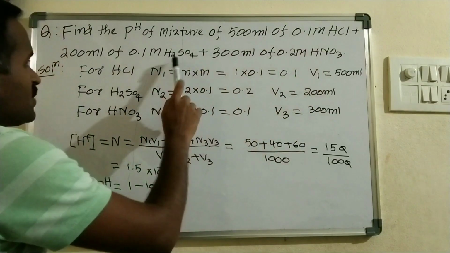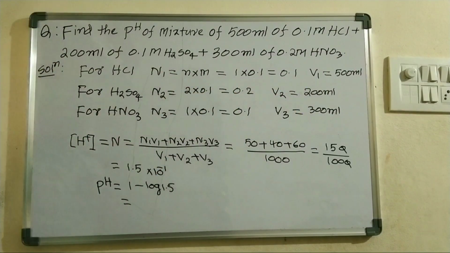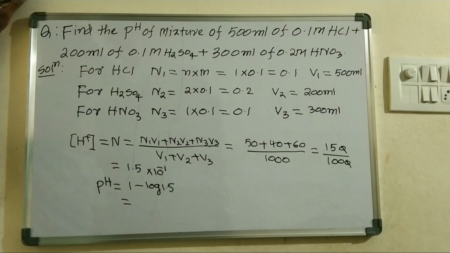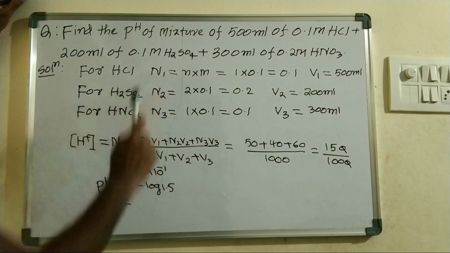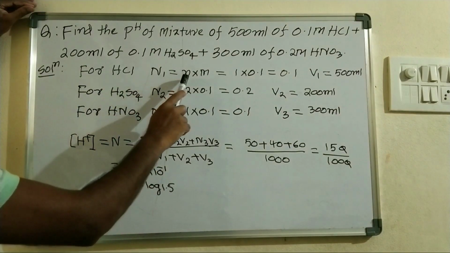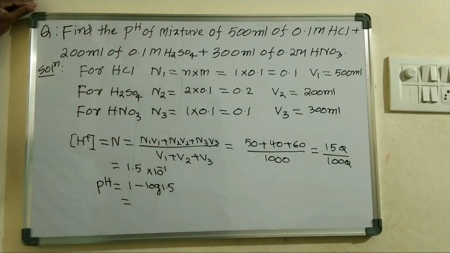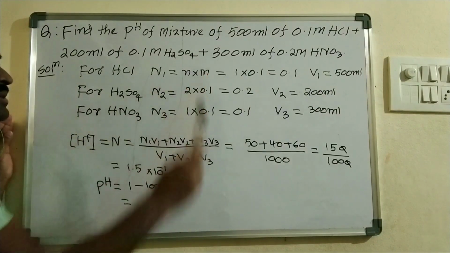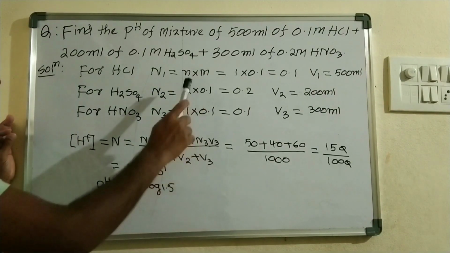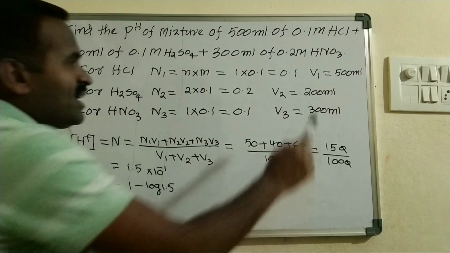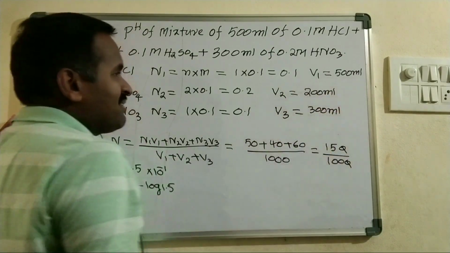Here HCl, H2SO4 and HNO3, these three are acids only, taken in different volumes and different molarities. For HCl I calculated the normality N1. We have the relation normality equals small n into M. This is the n factor, which for acids is the basicity. Basicity is the number of replaceable H+ ions present in the given acid. So for HCl, 1 into 0.1 is 0.1, and in the problem the volume V1 is 500 ml.